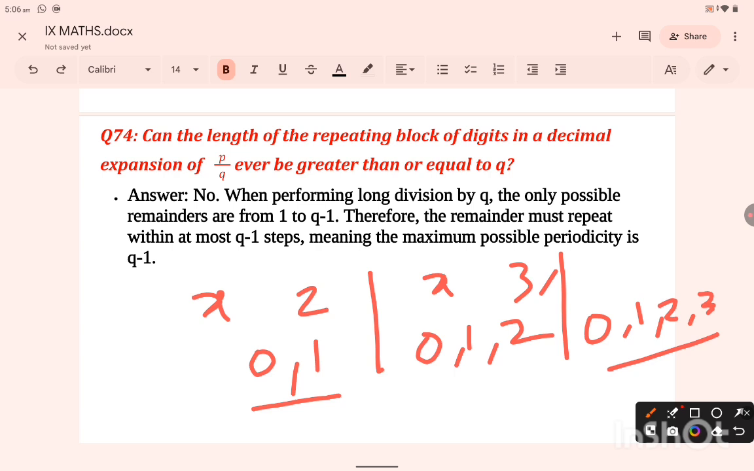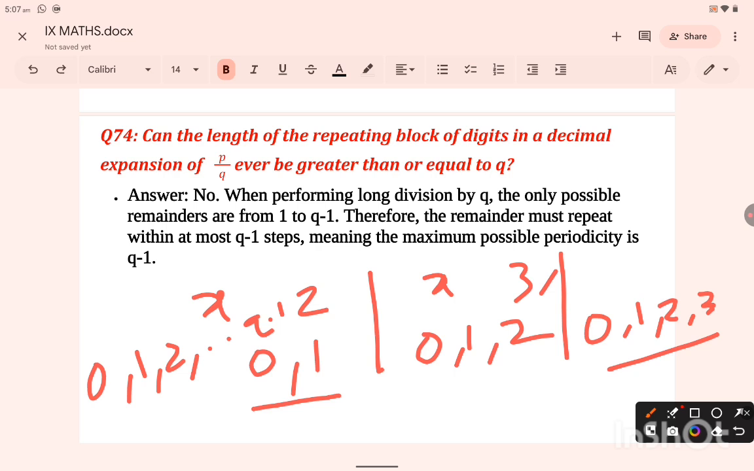Similarly, when p is divided by q, how many possible remainders do we have here? Up to q minus 1. How many remainders do we have? q remainders. They are 0, 1, 2, 3, 4, 5, 6 and so on, up to q minus 1.